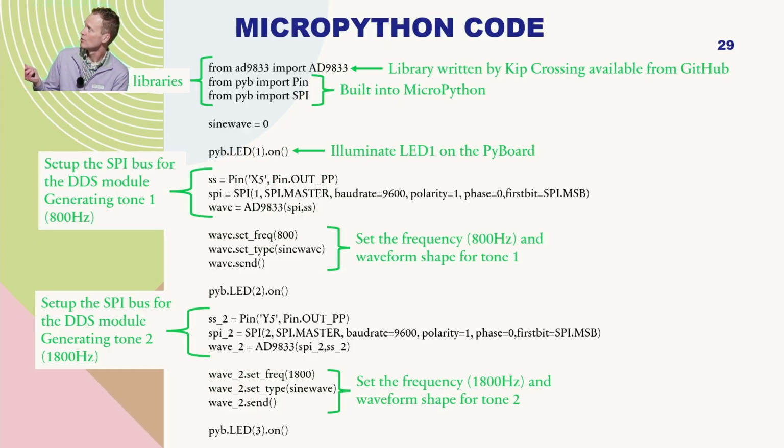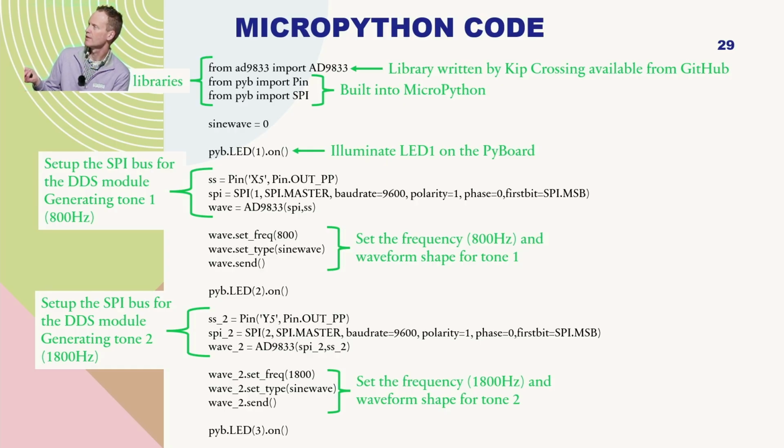And then the next 2 lines, just importing some libraries that are part of MicroPython itself. I've turned some LEDs on as I've gone through as kind of a rudimentary method of debugging. So I turn one LED on, that's all these libraries import. Next thing I do is set up the SPI bus for the first module. And then I go and set some of the parameters for this first module. So here you can see I'm setting the frequency to 800 Hertz, setting the output to sine wave, and then I send those parameters to the DDS, and that configures it.